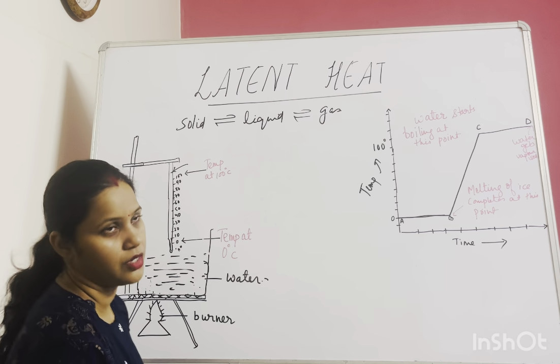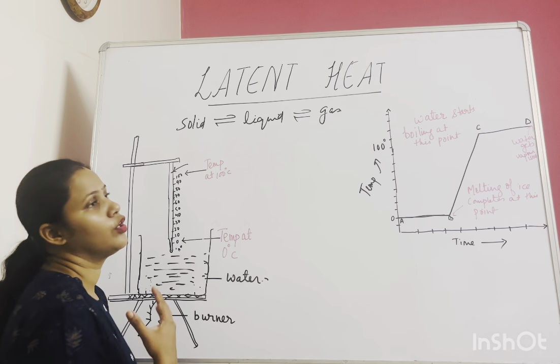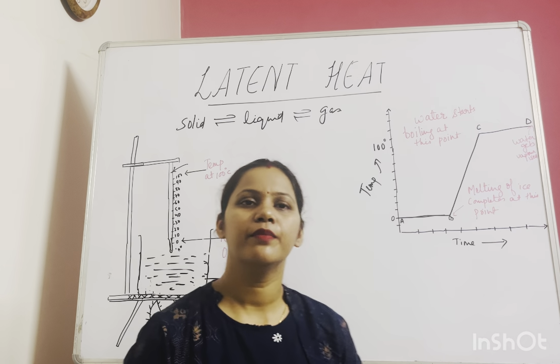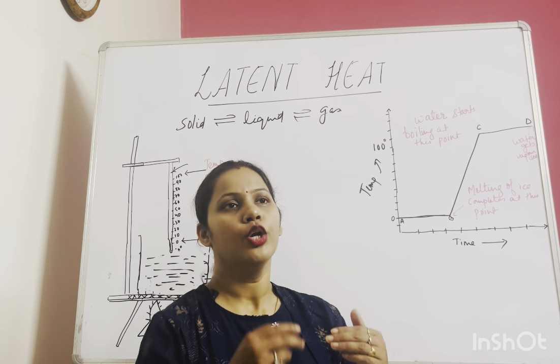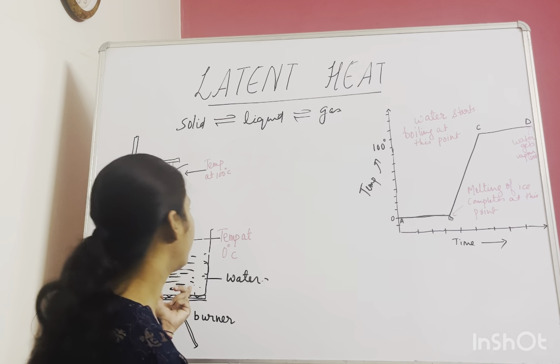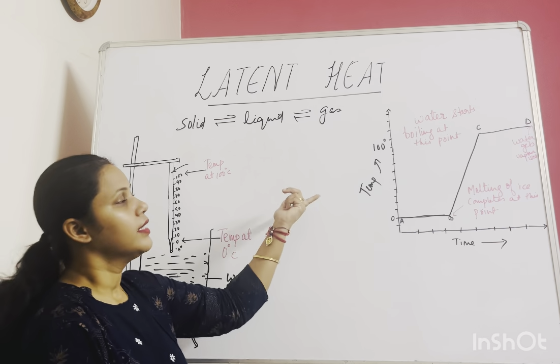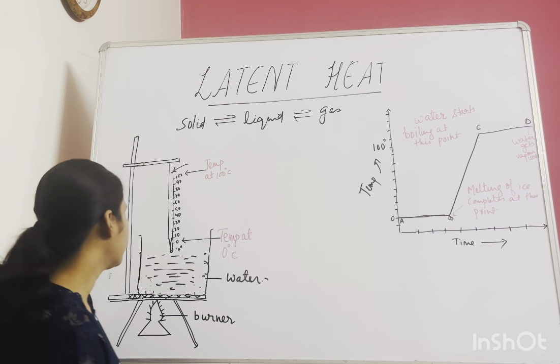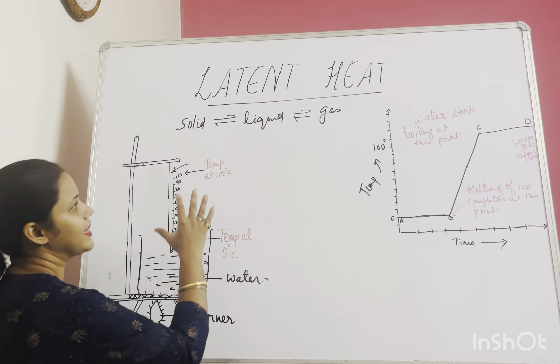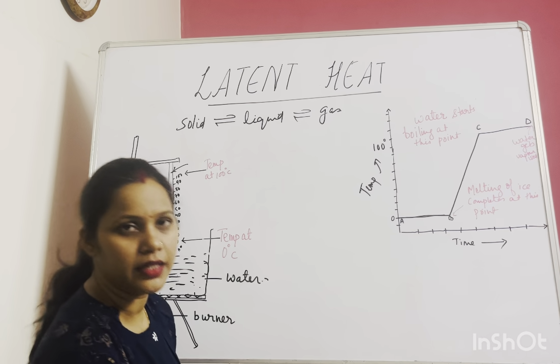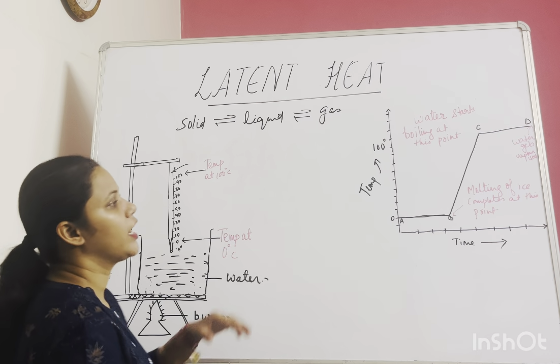heat of vaporization. So if you want to define it, we can define it that amount of heat required to convert 1 kg of water or liquid to steam at a constant temperature and atmospheric pressure is known as latent heat of vaporization. We can also understand with the help of a graph.